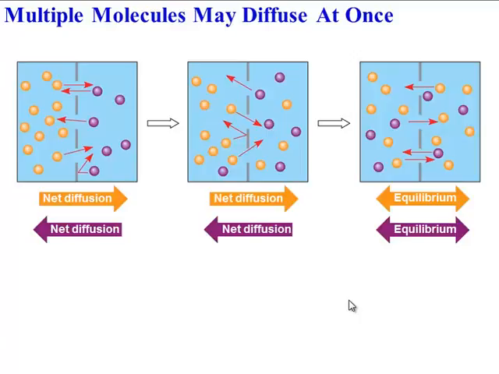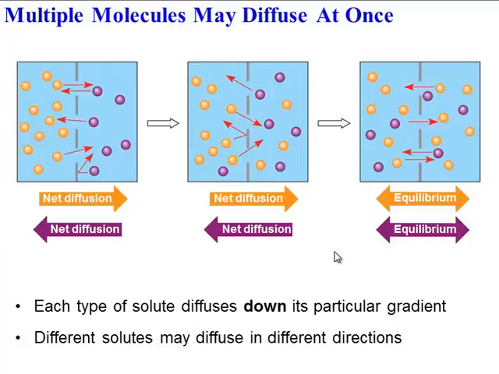Another thing to keep in mind is that in a cell, there are probably multiple molecules diffusing at once. So if we look at this example, here's our membrane, which is semi-permeable, and we've got two different types of solute molecules. Now for the gold solute molecules, they're highly concentrated on the left side. So over time, some of them are going to move to the right side until they reach equilibrium. The purple molecules, however, are more highly concentrated on the right side, so they're going to move in the opposite direction. They're going to move down their concentration gradient until they're at equilibrium.